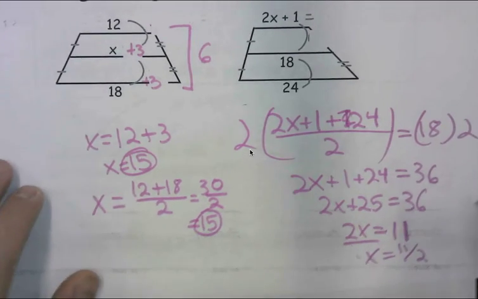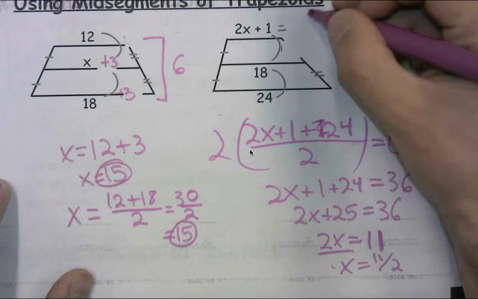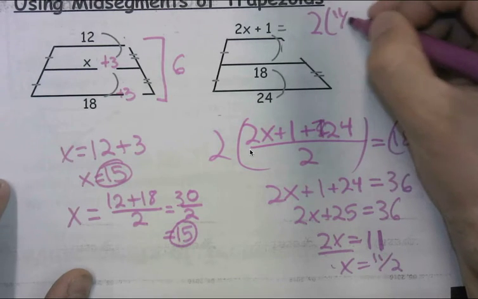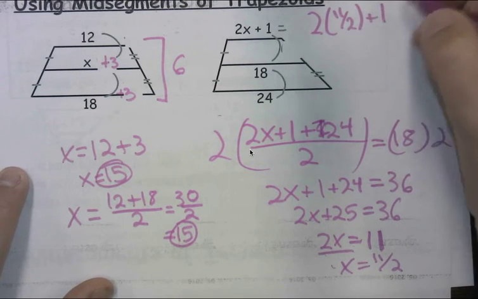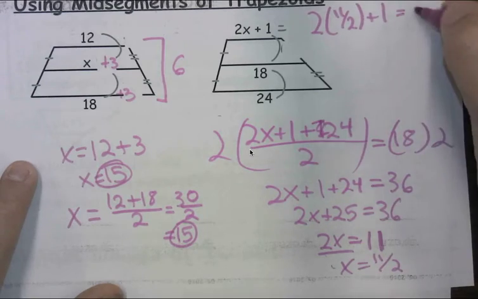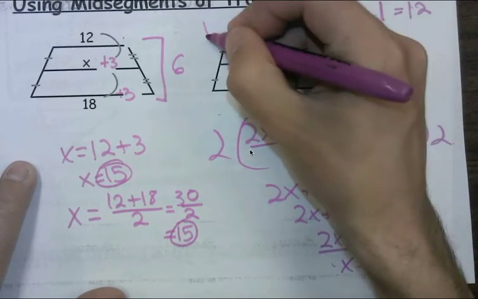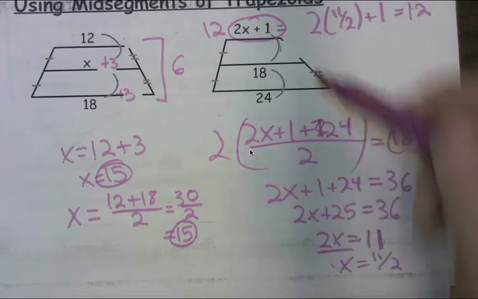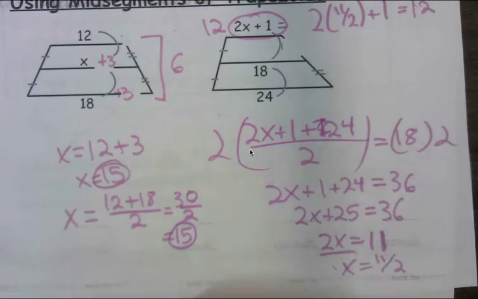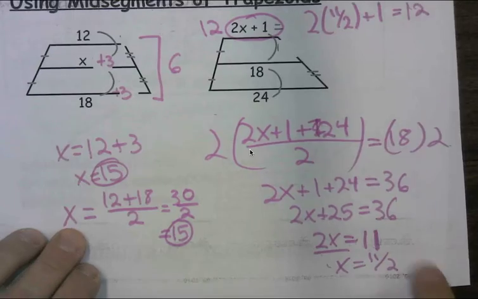Which makes sense, because if we plug this back in way up here, 2 times 11 halves plus 1 would get us 12. So this would be pretty much a top base of 12. If we add 6 to each of the previous segments, we get to that bottom part there.